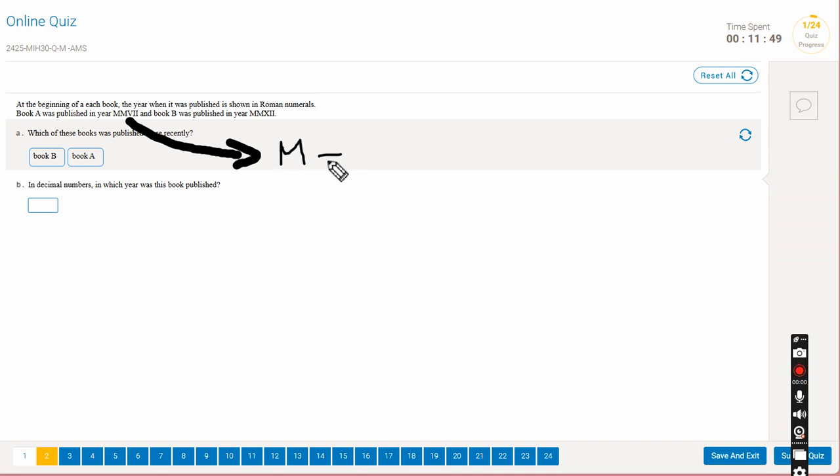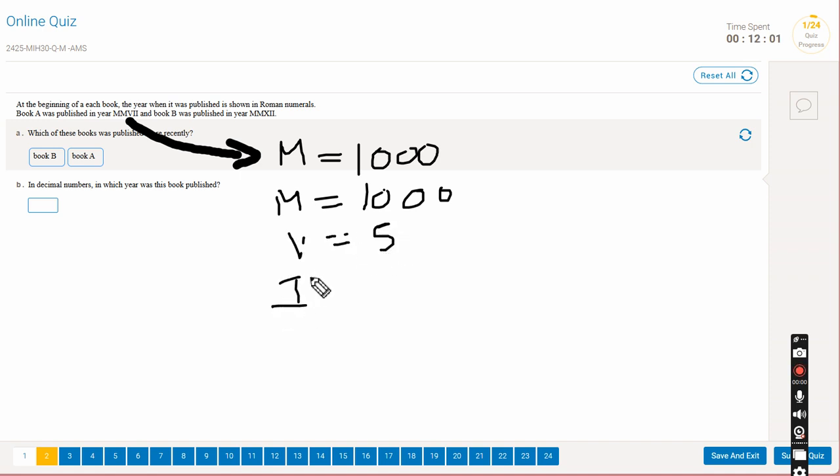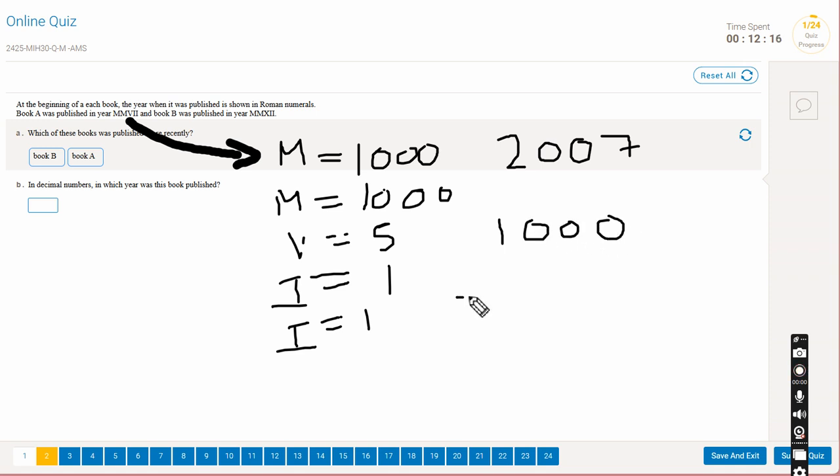So M is 1000. Keep this in mind. So now it means we understand that they're dealing with, again, this is 1000. So they're dealing with 2000, the year 2000. So V is 5, I is 1, and then I again is 1. So this is 2007. You just add them together and you find out what that Roman numerals is representing for book A.